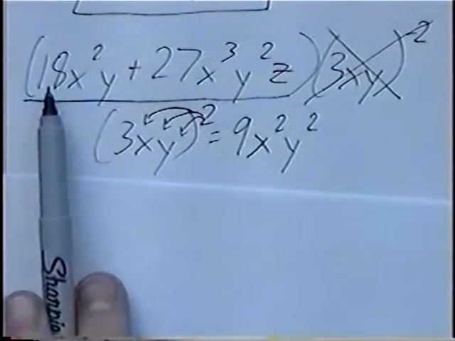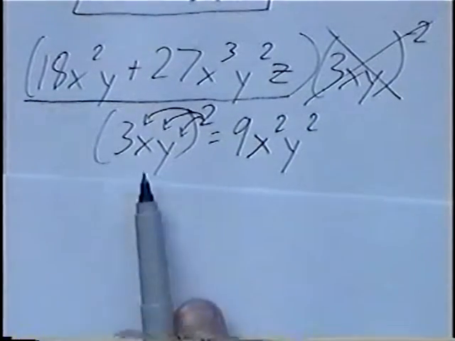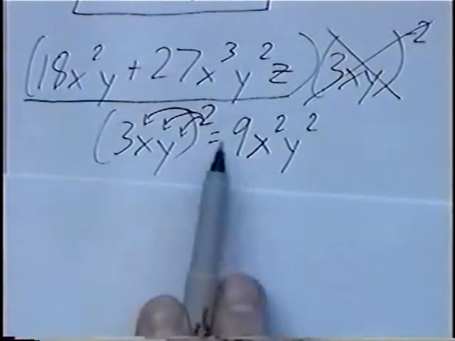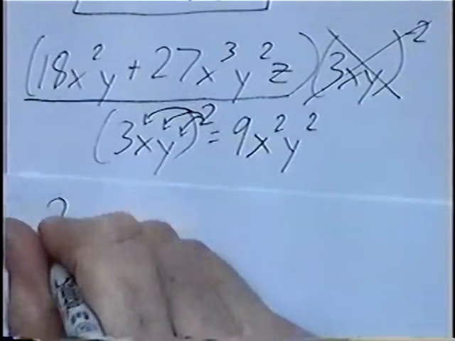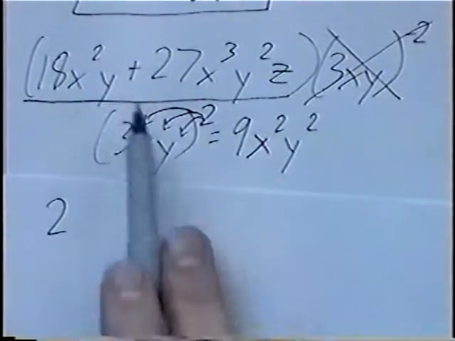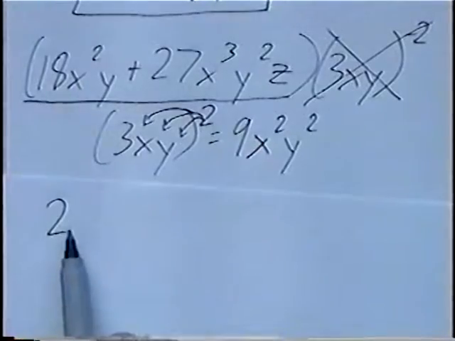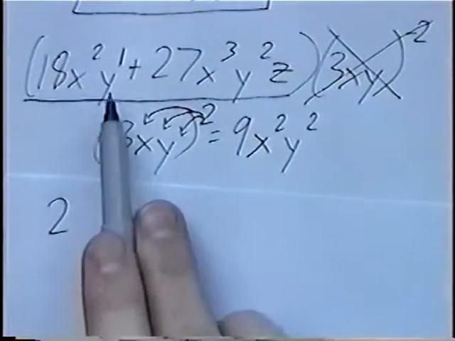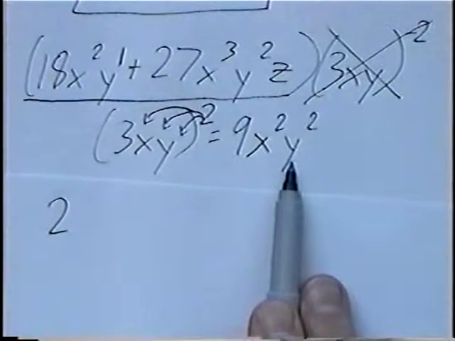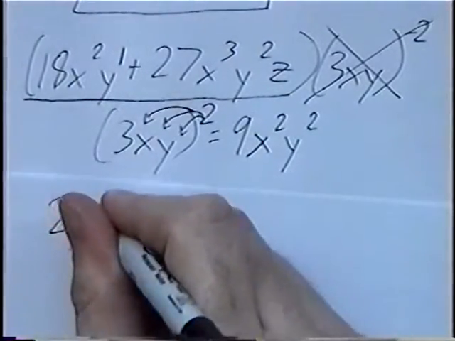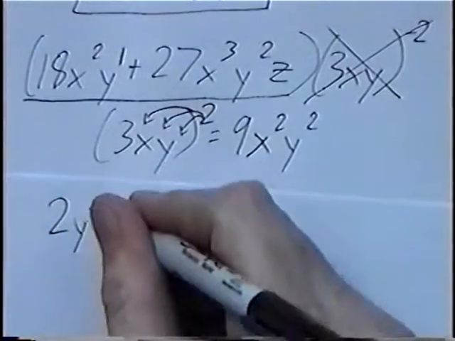Simplifying from here, we'll have 18x squared y divided by 9x squared y squared. 18 divided by 9 would be 2. X squared divided by x squared would divide out, or would be x to the 0, which would be 1, so we'll keep the 2. And y divided by y squared, if we put an exponent on here, y to the first divided by y squared, subtracting 1 minus 2, will give us y to the negative 1 power.